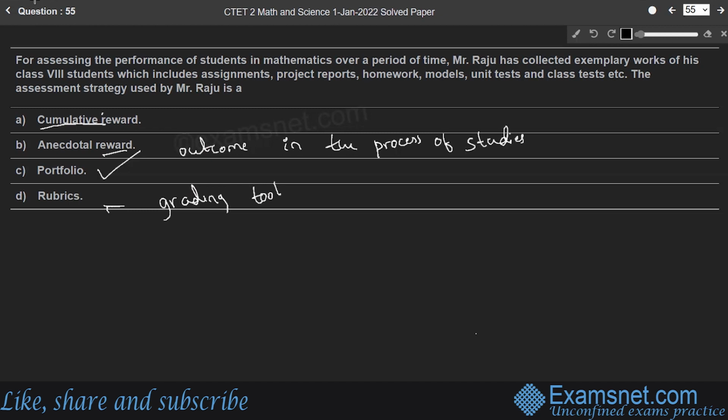Cumulative record means up-to-date information about the student's achievement in school. Okay, hence option C is the right answer. Portfolio.